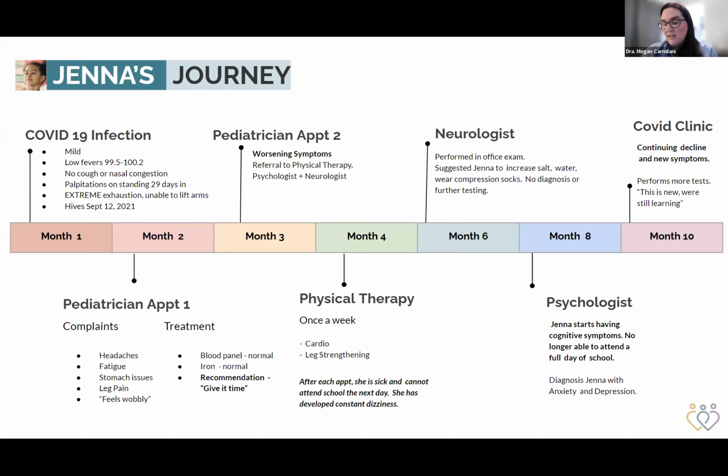At month 8, Jenna is no longer able to attend school full-time, and she spends most of her time at home. She now complains about forgetting things and not understanding the teachers. Her grades have suffered immensely, and she has been diagnosed with anxiety and depression.